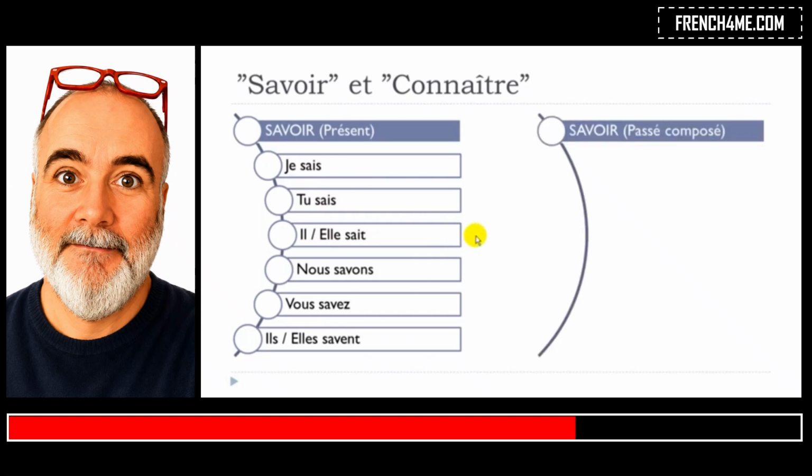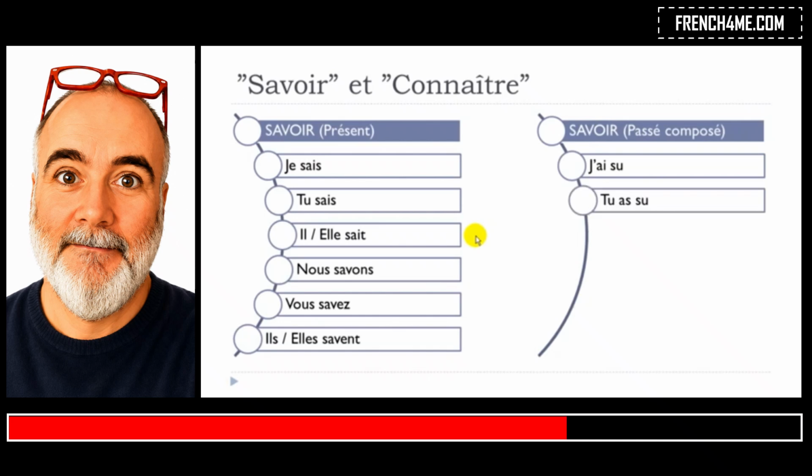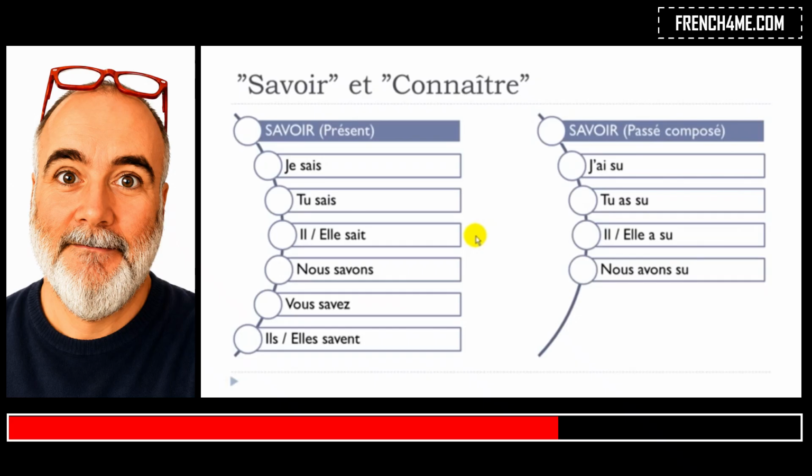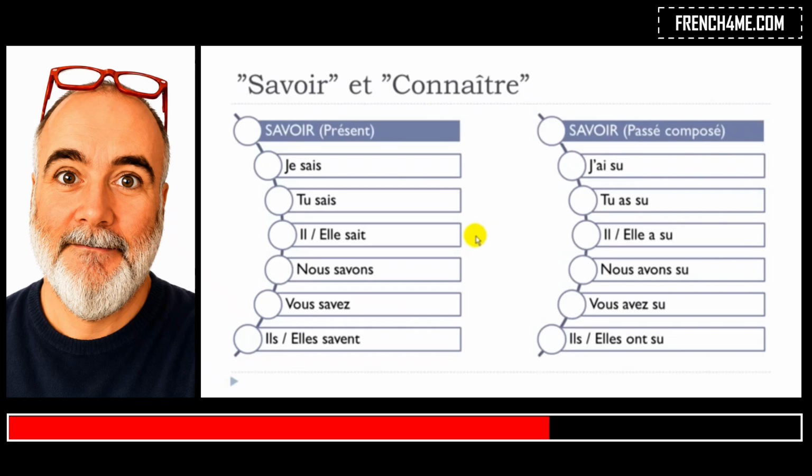All right, so let's see now the passé composé form. J'ai su, tu as su, il a su, elle a su, nous avons su, vous avez su, ils ont su. If you remember, when we introduced this passé composé form, it was in Unit 5, if my memory is correct. You put first, in most of the cases, the verb avoir at the present form, and then you put the participe passé form. The participe passé form for savoir is su. It doesn't change, that's the reason why you will put it right here after each form.